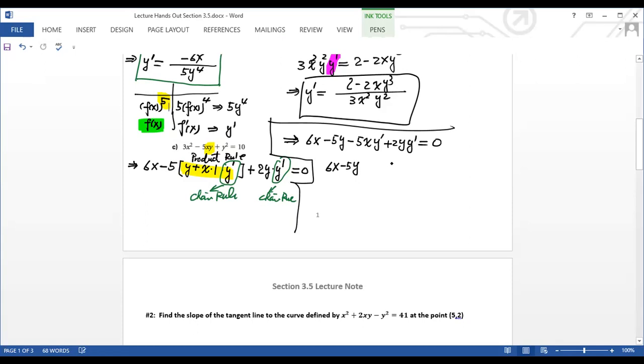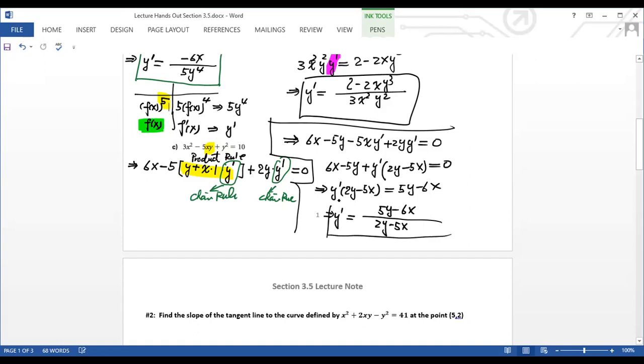All right, and then you combine, you say plus y prime, factor the y prime out, you have 2y minus 5x equal to 0. Then move it. So this is y prime times the 2y minus 5x, and this will be the 5y minus 6x. So what is my y prime here? My y prime here will just be the 5y minus 6x over 2y minus 5x, right?